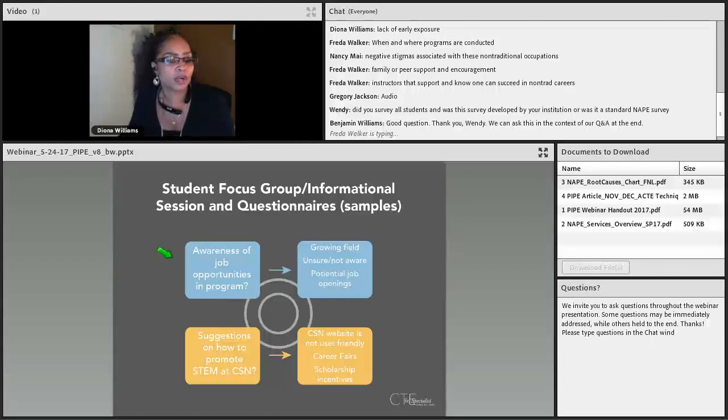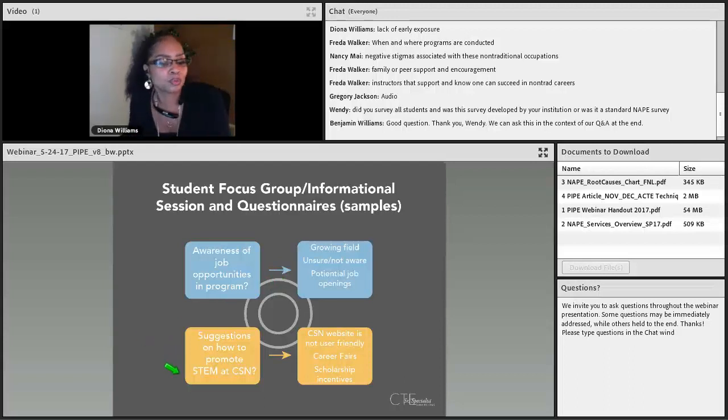Also, awareness of job opportunities. We wanted to know, were you aware of job opportunities? Was that one of the factors that made you want to participate in that particular major or select that major? Many of them said yes, it's a growing field. Some said, I'm not aware of any opportunities. And then we had others that said there are potential job openings. I'm really aware. I stay in connection with our job bank here at CSN and other national job banks, so I'm aware of the job opportunities.